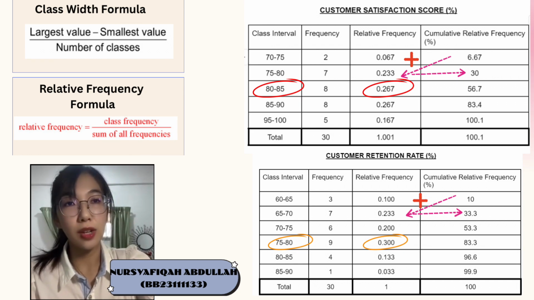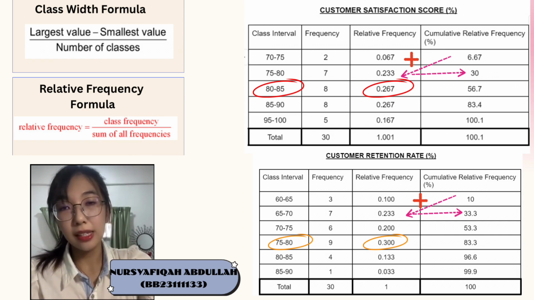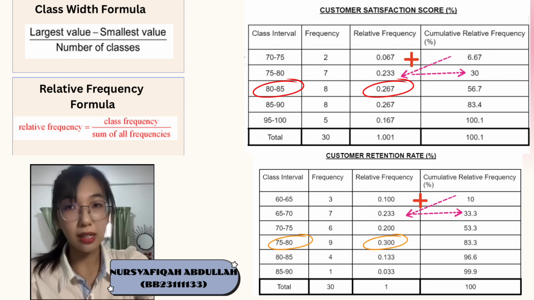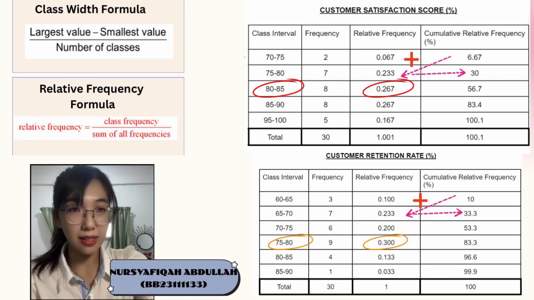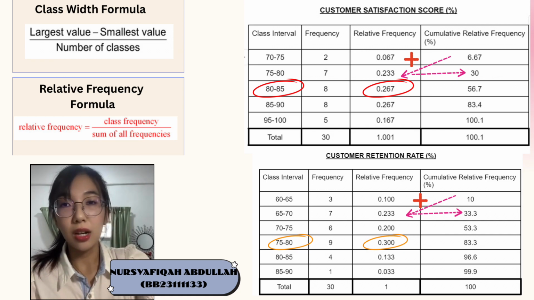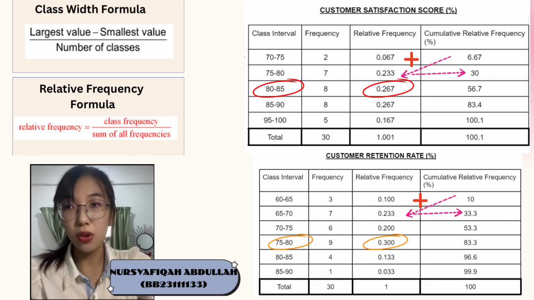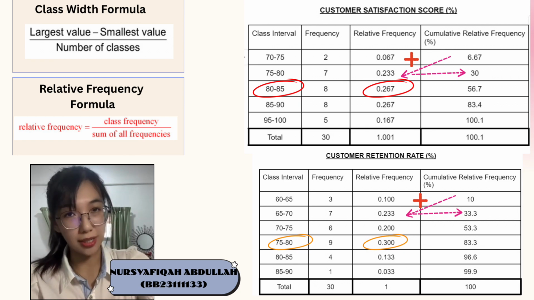From satisfaction here, we can see that the highest value is in the 80 to 90 class interval range, where the relative frequency is 0.267, indicating that customers generally are quite satisfied. For customer retention, the highest frequency is in the class of 75 until 80, which is 0.300, which shows that more customers fall in the lower to mid-range of retention.